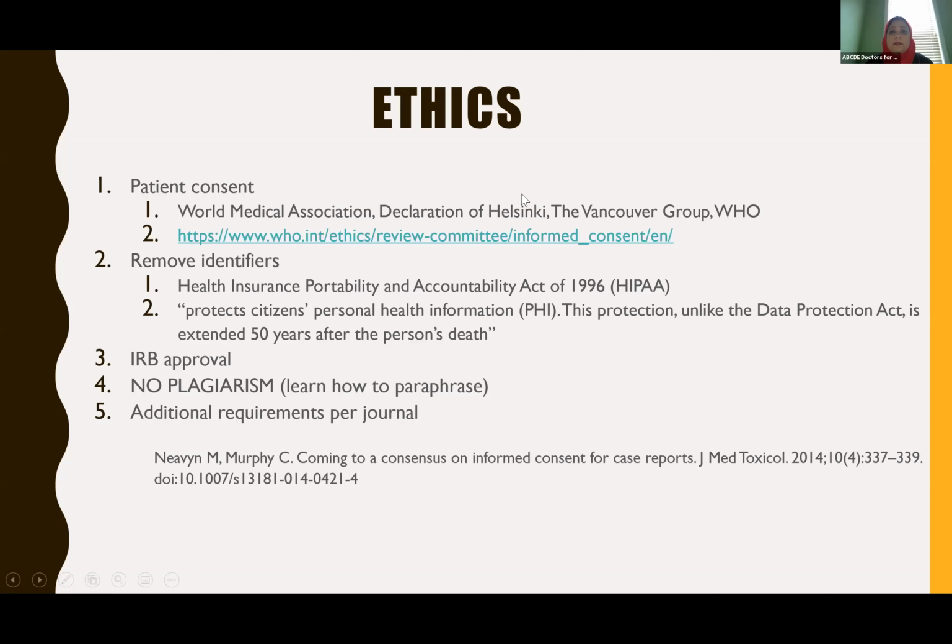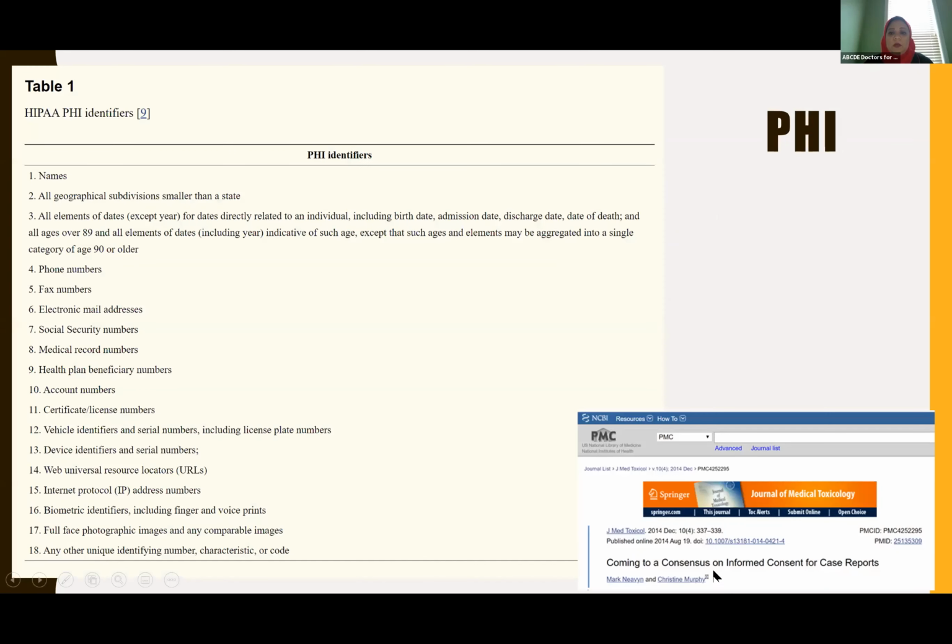If you want to learn more about these groups and ethics and the history of all this, you can go to this article by Naveen Murphy, Coming to a Consensus on Informed Consent for Case Reports, okay? It's actually a very good article. So here it is. It looks like the PMID is 251-35309, okay?